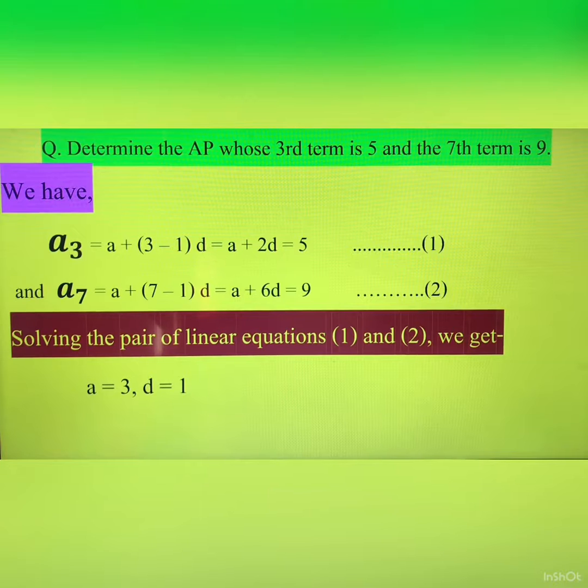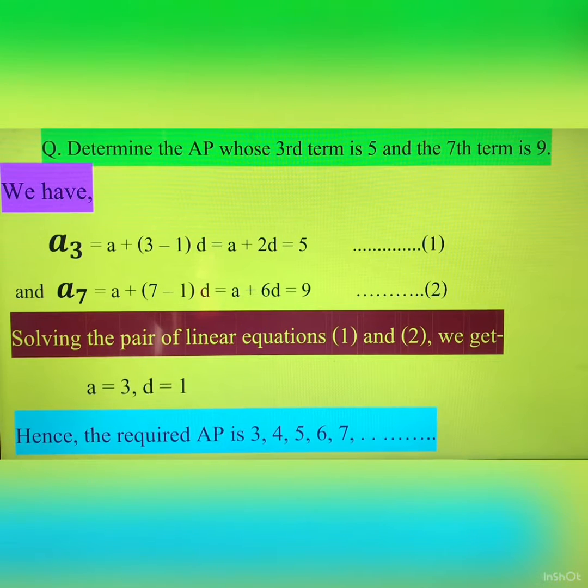Then putting these values in the general formula, an equals A plus n minus 1 into D, for the sequence we will get 3 as the first term A. A plus D means 3 plus 1, since D is 1, that is 4. And A plus 2D, 3 plus 2 is 5. And similarly 6, 7. So this is the required AP.